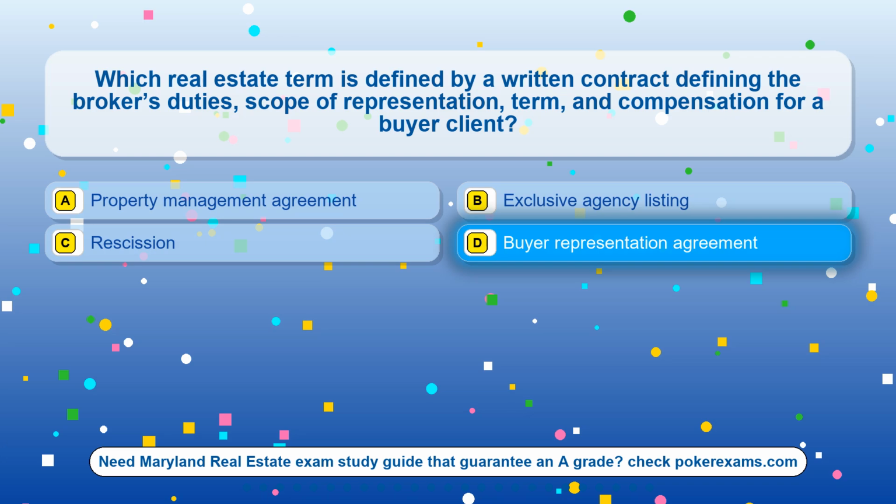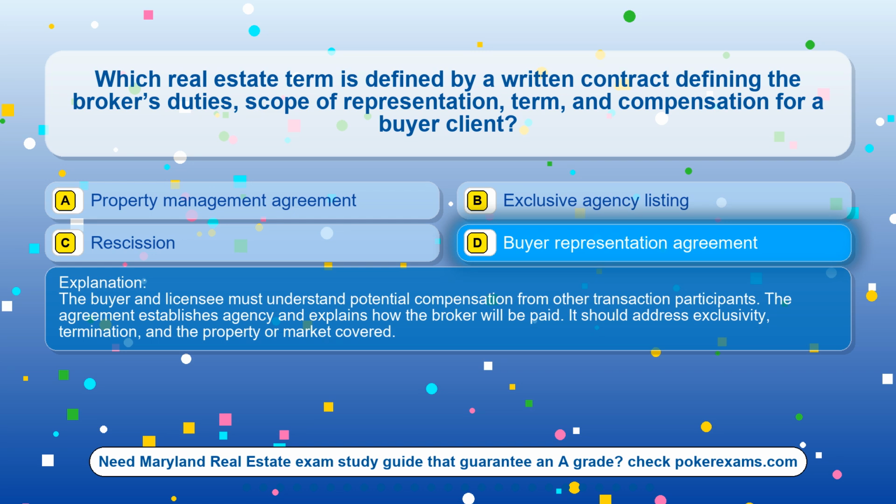The correct answer is option D, buyer representation agreement. The buyer and licensee must understand potential compensation from other transaction participants. The agreement establishes agency and explains how the broker will be paid. It should address exclusivity, termination, and the property or market covered.